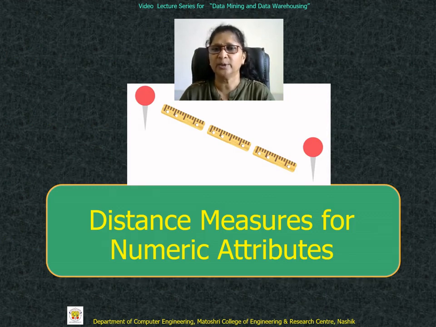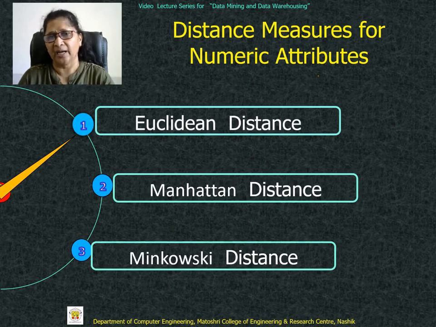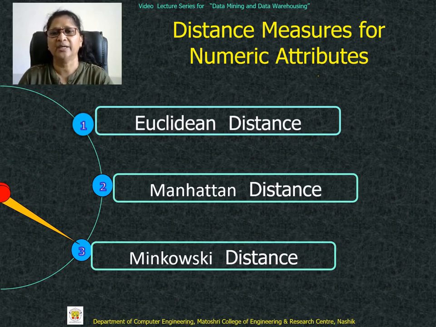Let us learn the most popular distance measures which are used for numeric attributes. Given a pair of vectors, which are nothing but data points or rows of a table, we can use a distance measure to compute how different or similar the vectors are. The three most important measures used for computing distance between numeric attributes are Euclidean, Manhattan, and Minkowski distance measures. Let us learn these three distance measures.